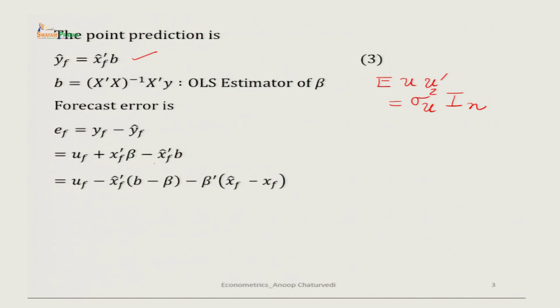And then we write this value as u f minus x hat f transpose b, and then we take x hat f transpose beta also here. So, actually we have taken plus x hat f transpose beta. So, we have to subtract this value.